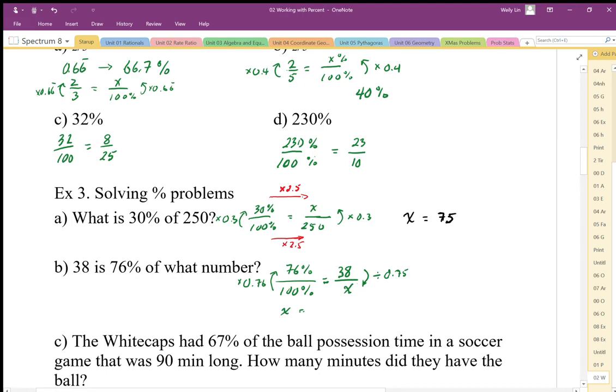Oh, sorry, that's going to be 0.76, isn't it? Okay, so 0.76, that divides nice and evenly. X is equal to 50 exactly. Okay?